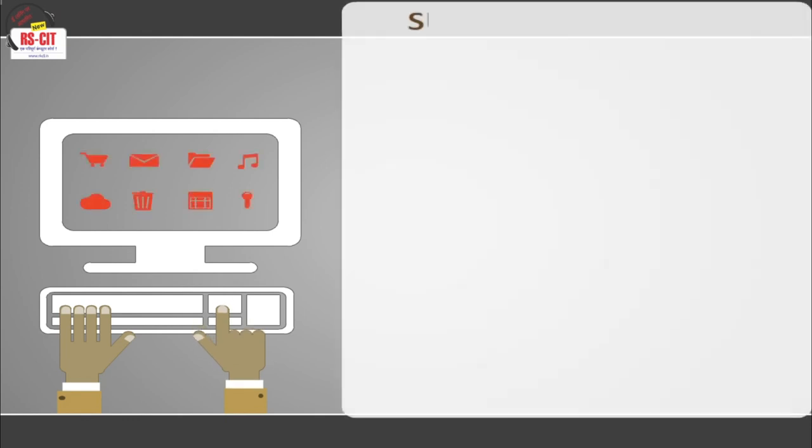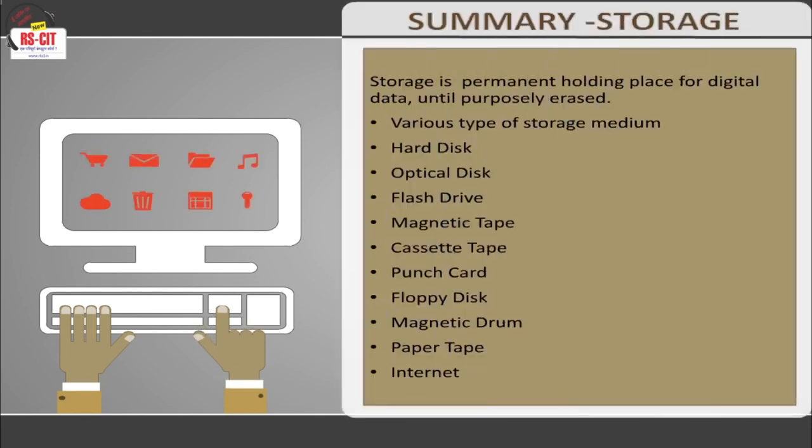Storage. Storage is a permanent holding place for digital data until purposely erased. Various types of storage media are hard disk, optical disk, flash drive, magnetic tape, cassette tape, punch card, floppy disk, magnetic drum, and paper tape.